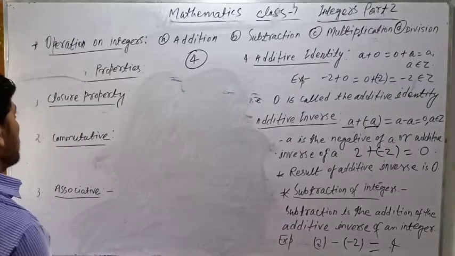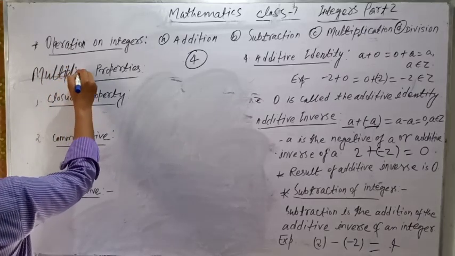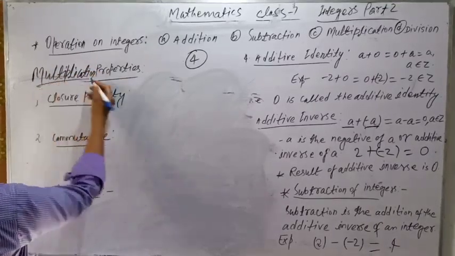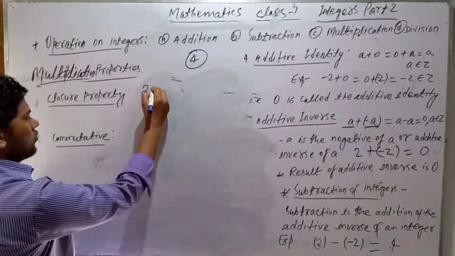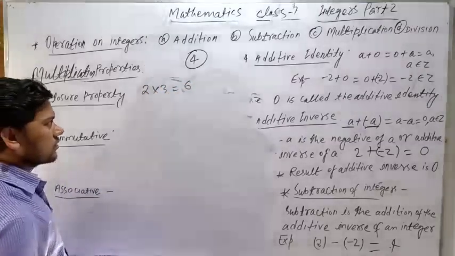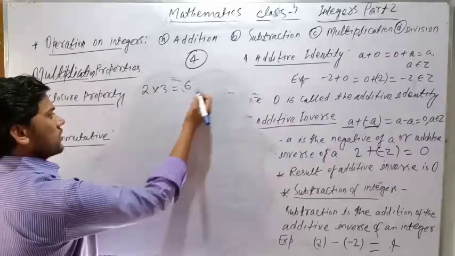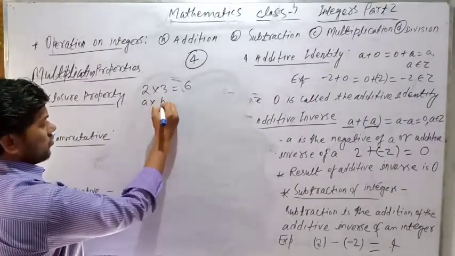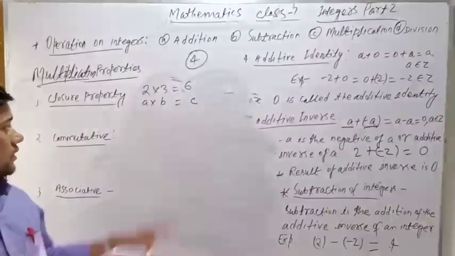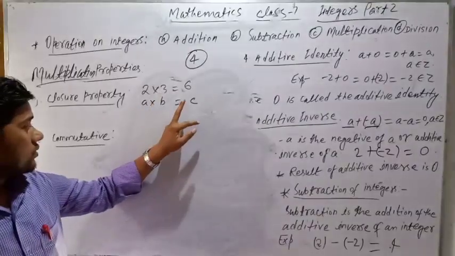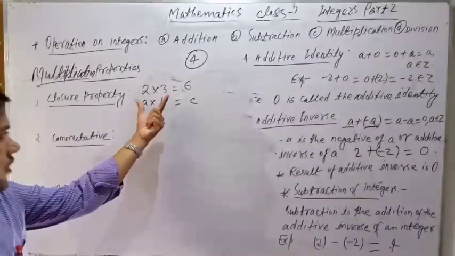See closure property, multiplication properties. First, closure property. 2 into 3 is equal to 6. 2 is an integer, 3 is an integer, so the product will also be an integer. Generally, a into b is equal to c. a is equal to 2, b is equal to 3, c is equal to 6. So the product of any two integers is also an integer.